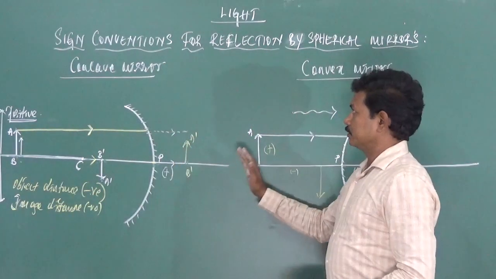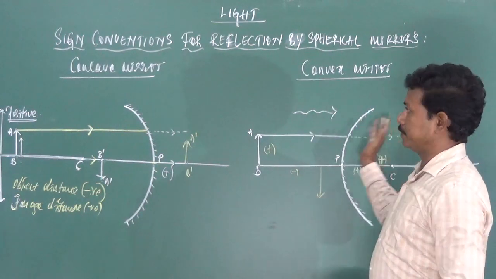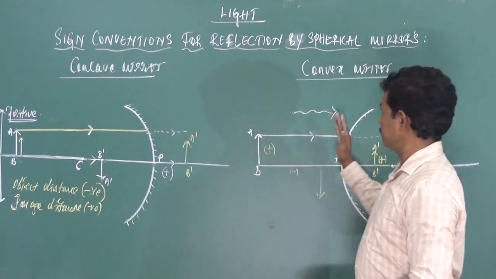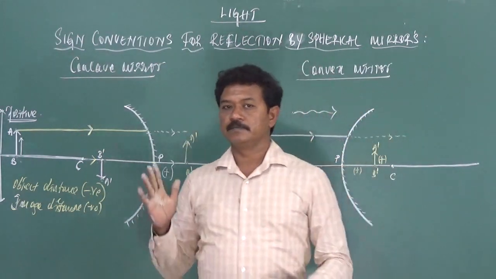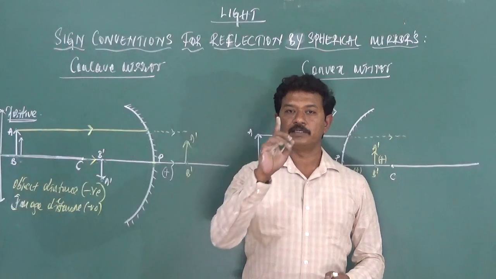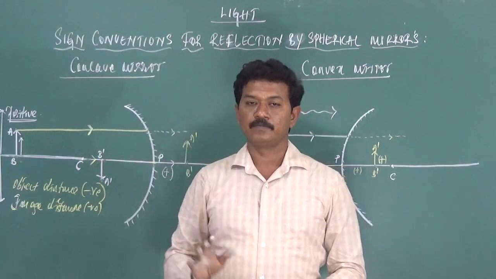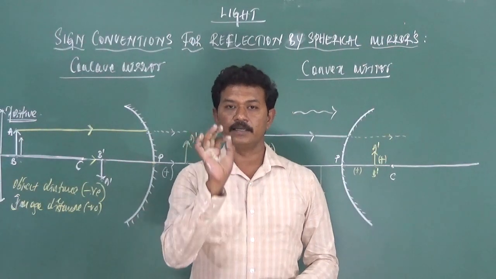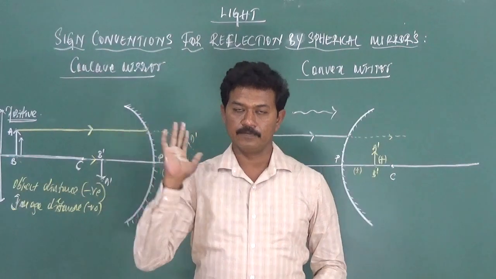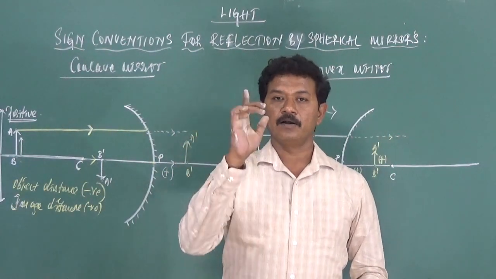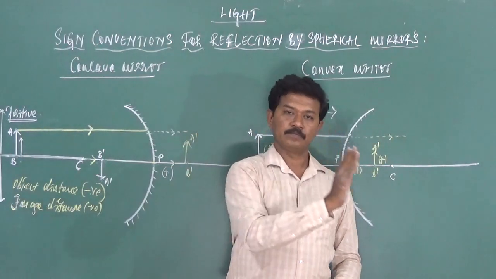Alright. So these are the sign conventions for reflection by spherical mirrors, for concave mirrors and convex mirrors. I would like to repeat once again, a little bit fast. Listen to me very carefully. All the distances should be measured from the pole of the mirror. If you are measuring something against the direction of the incident light rays, it is taken as negative. If you are measuring along the direction of the incident light rays, it is taken as positive.